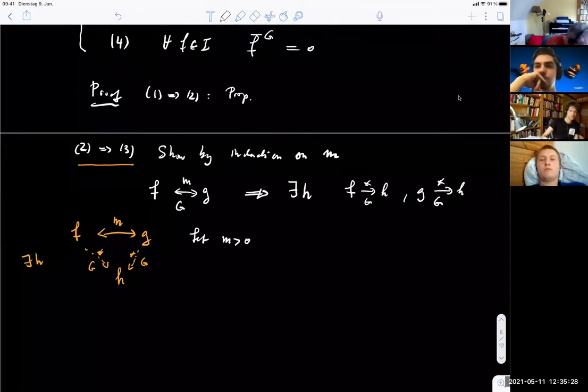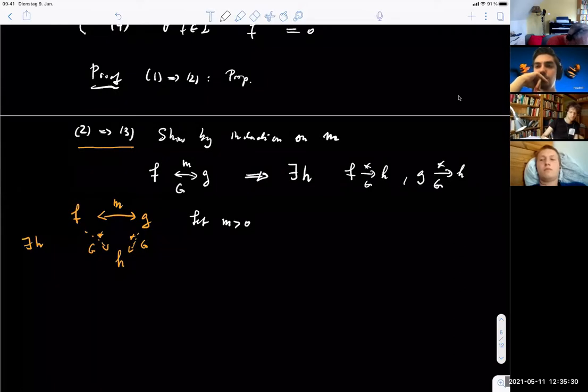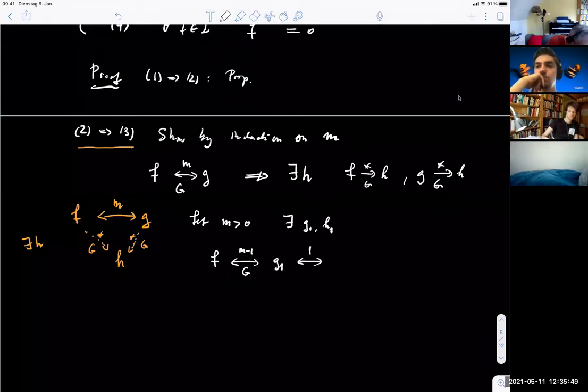Then there are G1 and H1 such that... So I just resolve this M step reduction into 1 with M-1 steps. So I go from F to G1, and then there is another 1 step to G. This is the definition of M step equivalence, if you want.